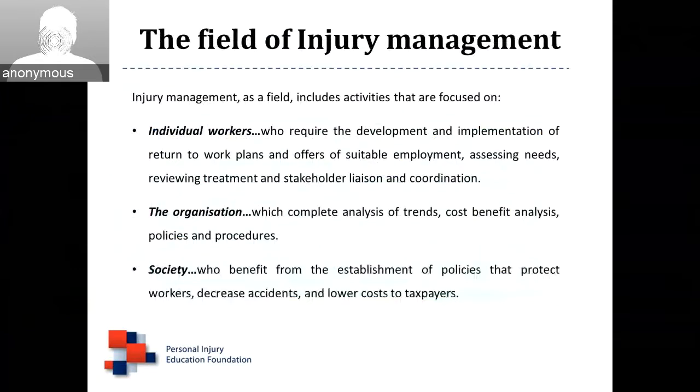So, the field of injury management. While the focus for injury management is on what's necessary to return an individual to work, people working in the field should also have knowledge about related areas, including injury prevention, health promotion, compensation, and program administration. Injury management for individual workers is all about development and implementation of return to work plans, offers of suitable employment, assessing needs, reviewing treatment, and liaising with stakeholders and coordination. So this is what we're familiar with.